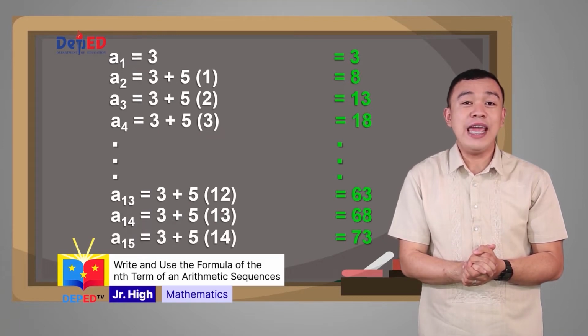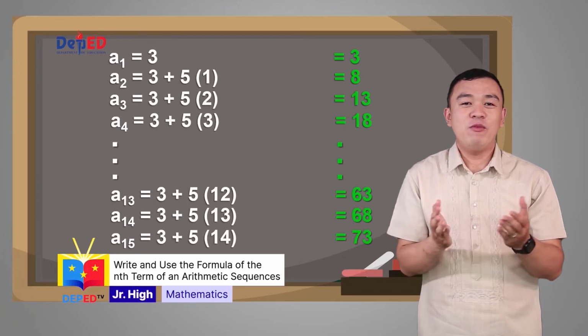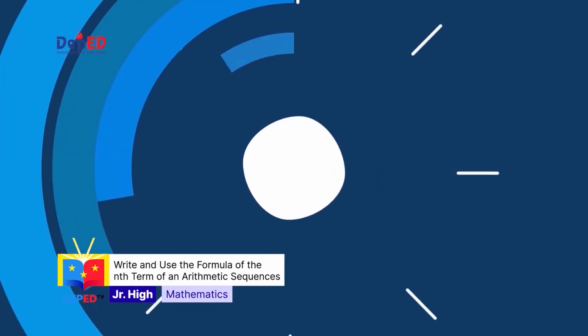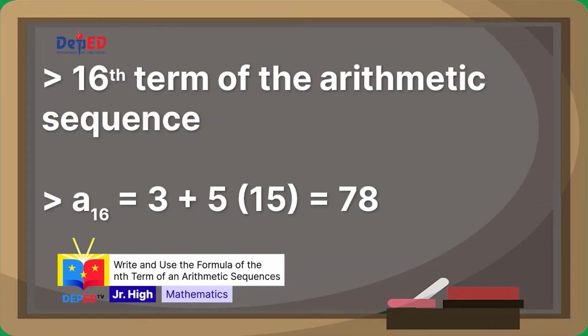Moving forward, we will have a sub 13 is equal to 3 plus 5 times 12, that is equal to 63. Our a sub 14 will be equal to 3 plus 5 times 13 is equal to 68. And our a sub 15 is equal to 3 plus 5 times 14, that is equal to 73. Thus, if we find the 16th term of the arithmetic sequence, then a sub 16 is equal to 3 plus 5 times 15, that is equal to 78.